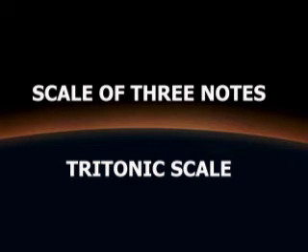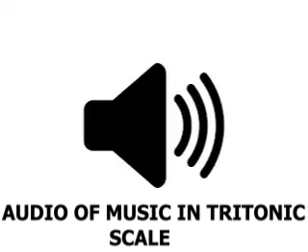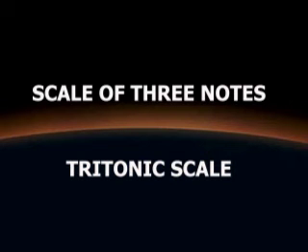A scale made up of three notes is called tritonic. Tritonic scale is a scale of three notes. Here is an example of a music made up of just three notes. In this example, you can see that the scale had only three musical sounds: C, D, and E. No other sound. Three sounds, C, D, and E, made up the music, so it's a tritonic scale.